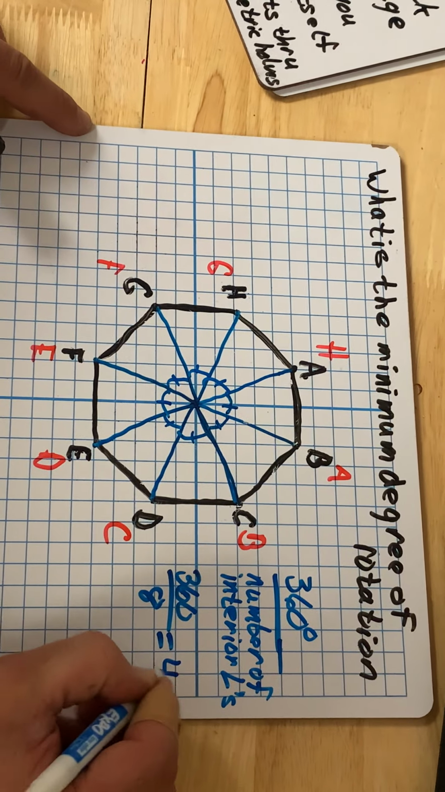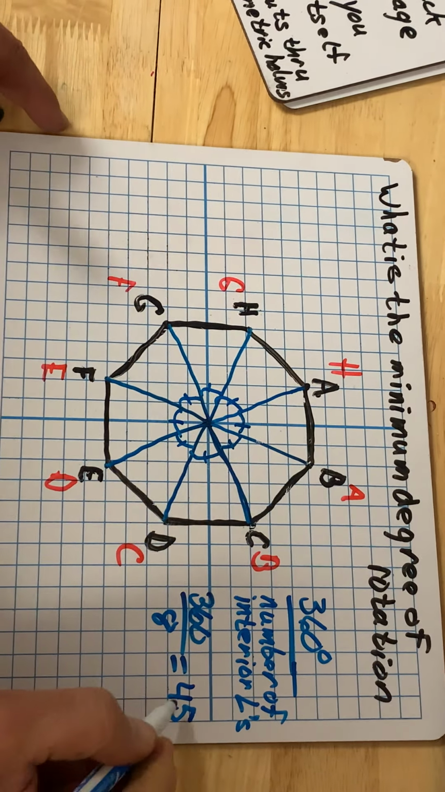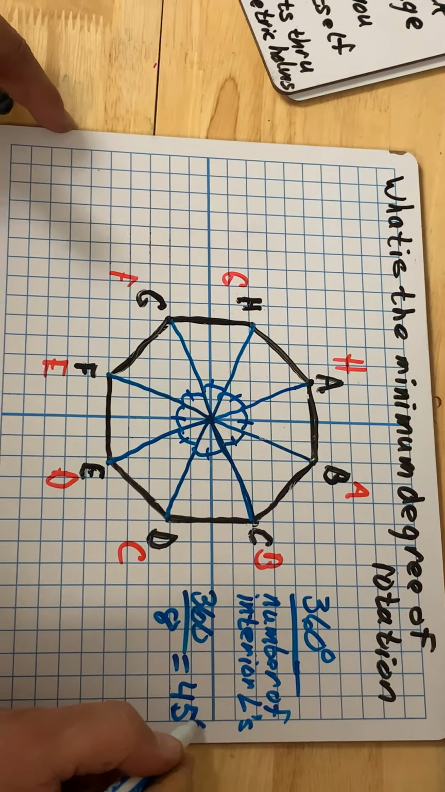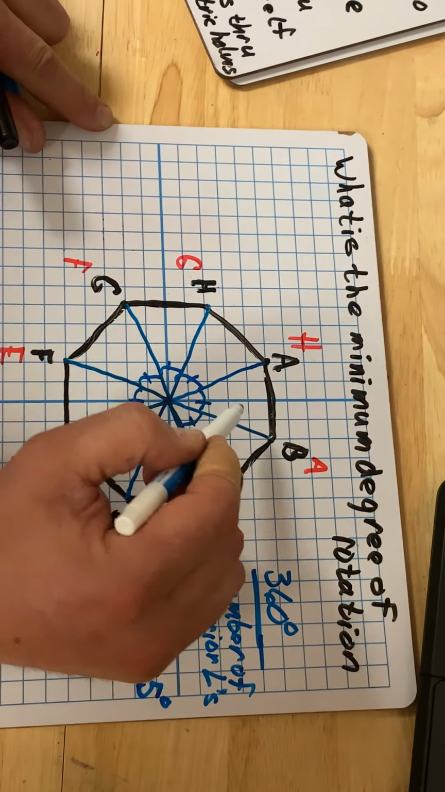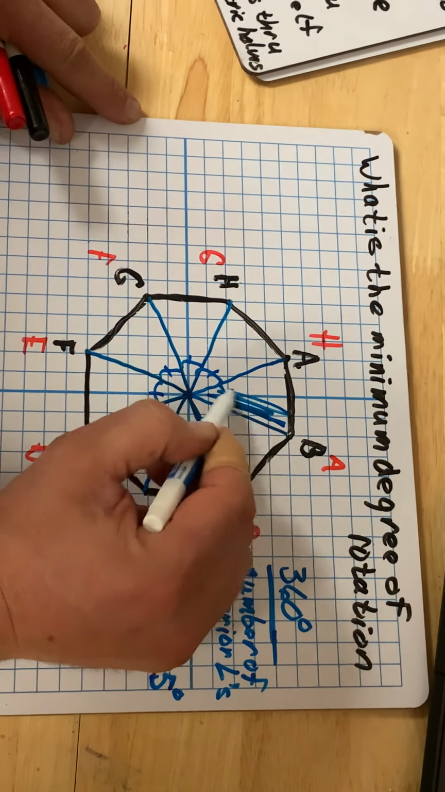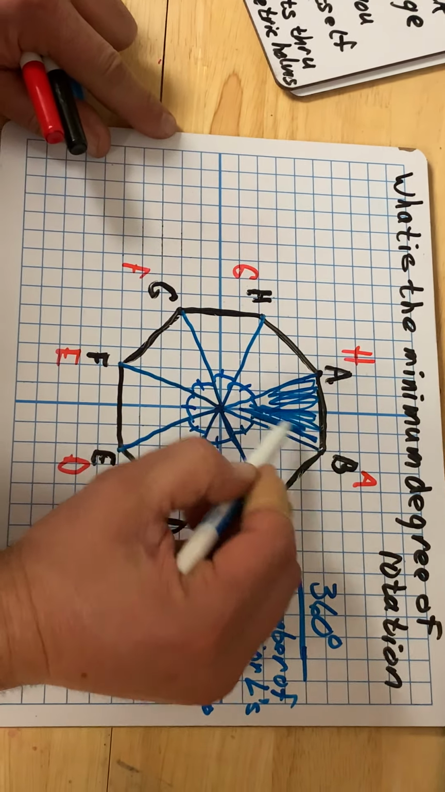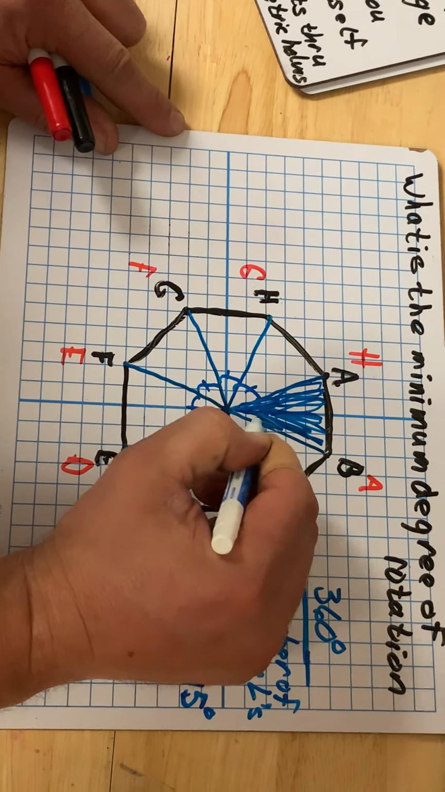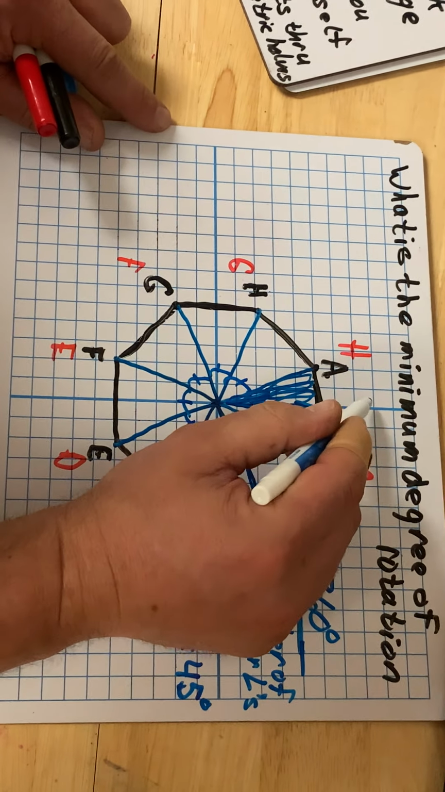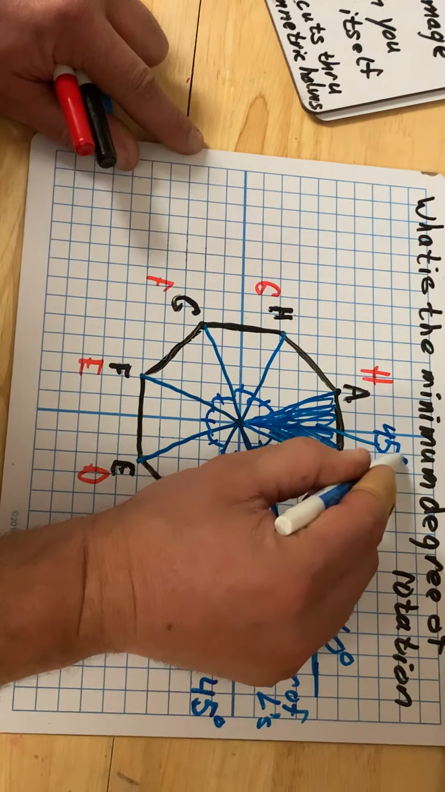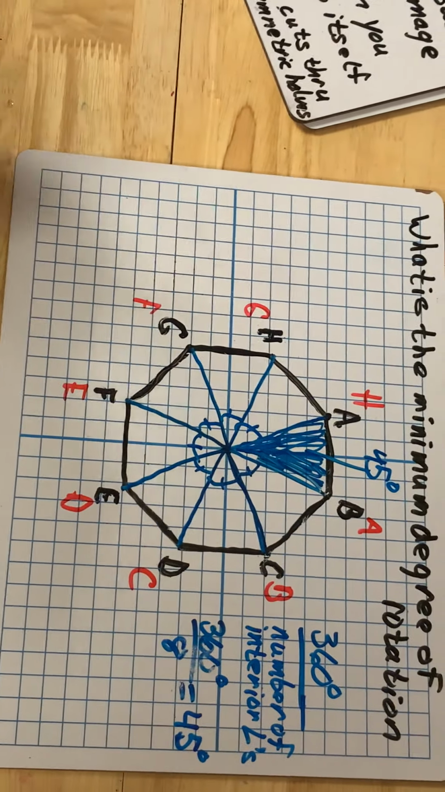In this case it's 45. 360 divided by 8 is 45, or 45 degrees. 360 degrees divided by 8 is 45 degrees. So each one of these angles, or each one of these pie pieces here, is worth 45 degrees of rotation.